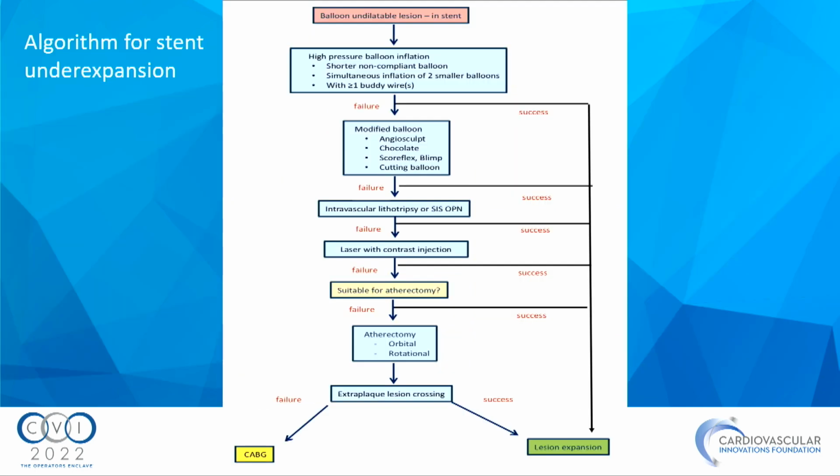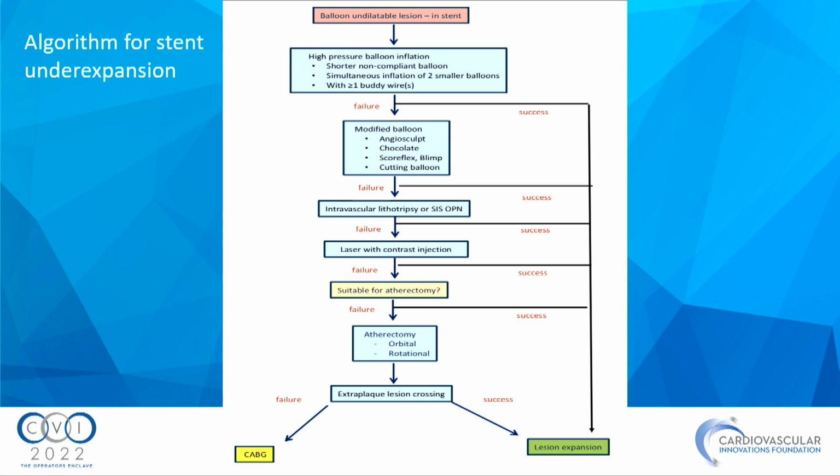Coming to type 1, stent under expansion is by far the most common cause of type 1 stent failure, and there is an algorithm that we can use for stent under expansion. These can first be approached with high-pressure balloon dilatation, either with non-compliant balloons or with plaque modification balloons, which if they fail, we can use intravascular lithotripsy, which has certainly been revolutionizing the treatment of percutaneous coronary intervention.